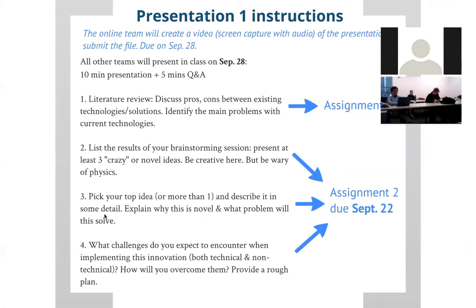When I say describe it in some detail, you don't need to do any crazy analysis, but you want to go into some more detail than what you did in your brainstorming session. So you need to spend some time on that. I would say 1 or 2 slides on that.